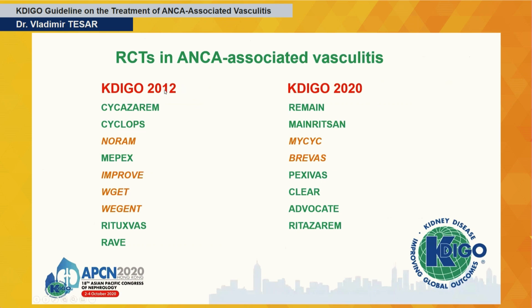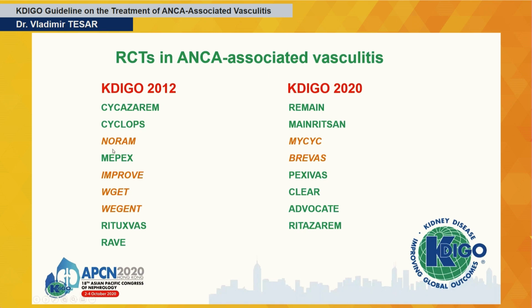And here is the list of many randomized controlled trials in ANCA-associated vasculitis. You see that this is a field with many more randomized controlled trials than any other glomerular disease. Here are the studies which were available for the 2012 guidelines. And you see that there are many new studies which were published from 2012 until 2020, and which were also used for the modifications of the new guidelines.